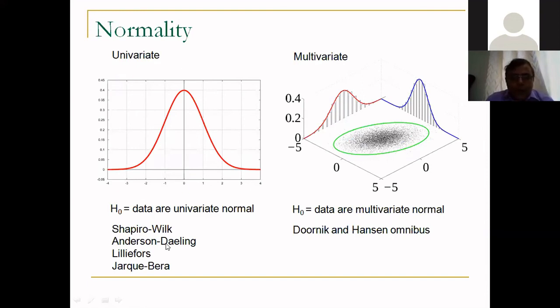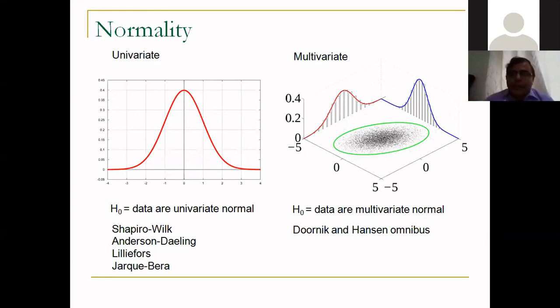The univariate normality is checked by these different methods. Shapiro-Wilk is one of my favorite methods, so you can go for that. And multivariate normality again is checked by many different methods, but Doornik-Hansen omnibus is my favorite one. So typically, the way I'll go is I'll first take my data and look at whether my data is multivariate normal or not.